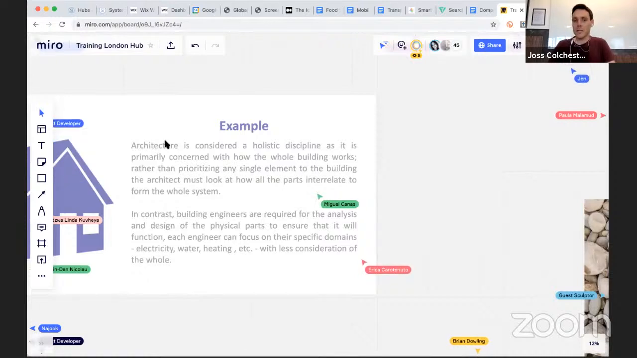In contrast to the building engineer, building engineers are required for the analysis and design of the physical parts to ensure that it will function. Each engineer can focus on their specific domain with less consideration of the whole. That's in contrast to the architect.